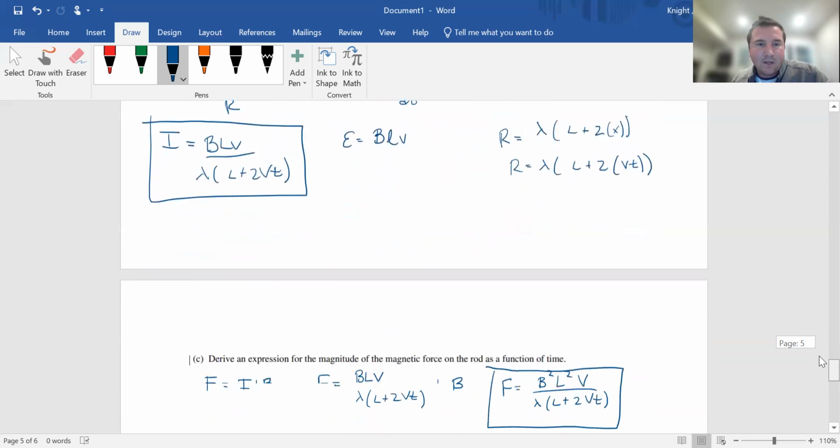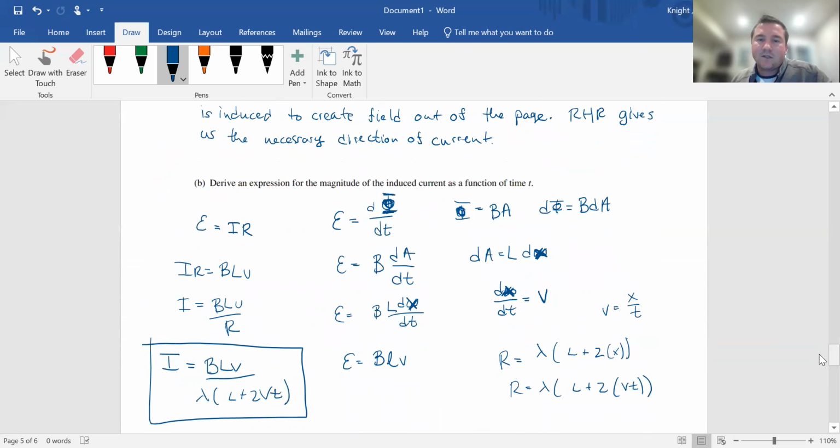Counterclockwise. Derive an expression for the magnitude of the induced current as a function of time. So I've got a couple different things going on here. First, we have these two equations. All right. We're looking for current, right? And in order to find current, we're going to need to know what the induced EMF is going to be, right? Induced EMF comes from this equation, right? Where the induced EMF is the change in flux over time, dΦ/dt. So we've got to solve that equation first.